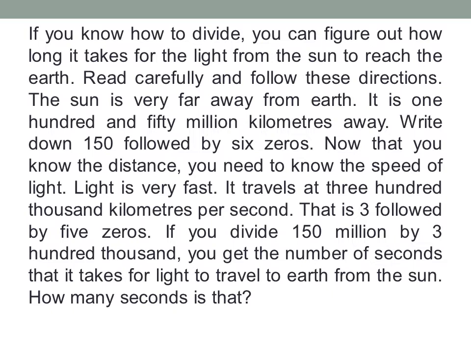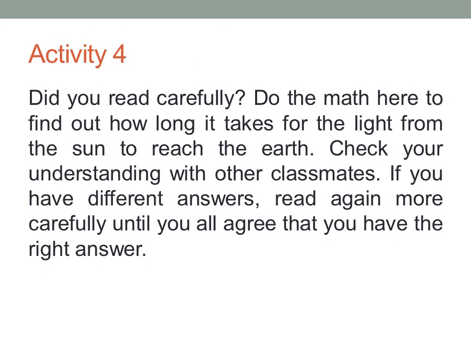So you have to divide 150 million by 300,000. That is, in the numerator you will have 150 million and in the denominator 300,000, and you have to do the division. I know you can easily do this by cutting out the equal number of zeros and dividing. How many seconds is that? So activity 4 is you have to do the division.